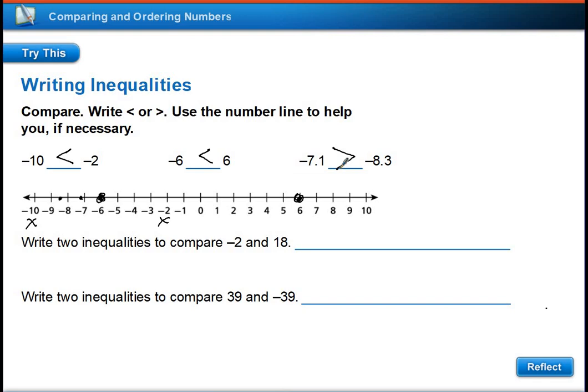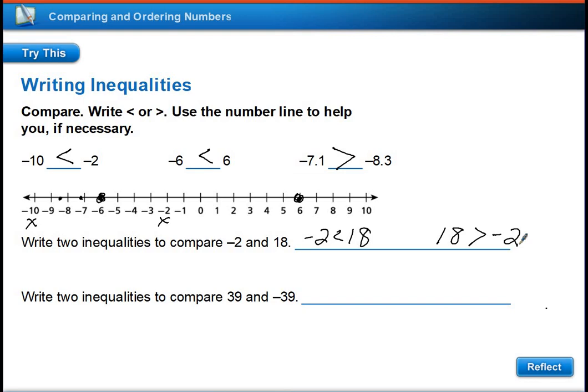So now we're going to take a look at how we can write one inequality in two different ways, or one comparison in two different ways. So I have -2 and 18. Well, I know -2 is further to the left. It's smaller. So I have -2 is less than 18. So I'm comparing the -2 to the 18 in regards to where the -2 is. I can also look at it and say, well, 18 is greater than -2. I can compare it based on where the 18 is.